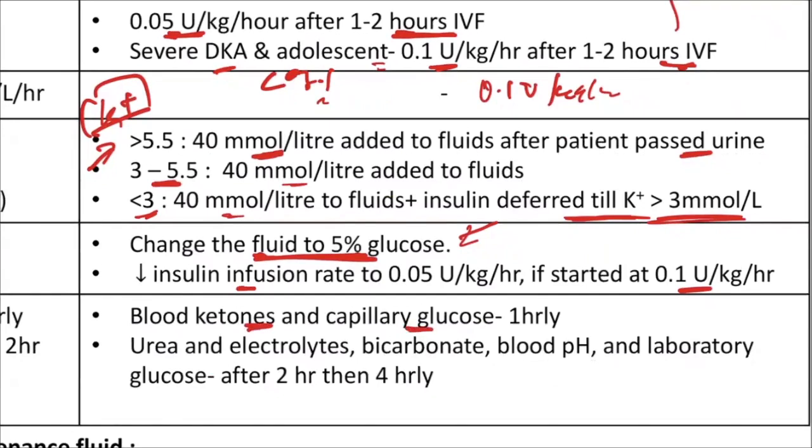Ketones and capillary glucose should be checked hourly. Urea, electrolytes, bicarbonate, pH, and laboratory glucose levels should be checked 2 hourly. Then you need to check 4 hourly. So initially, after 2 hours, you'll be checking. After that, every 4 hours, you need to be checking.